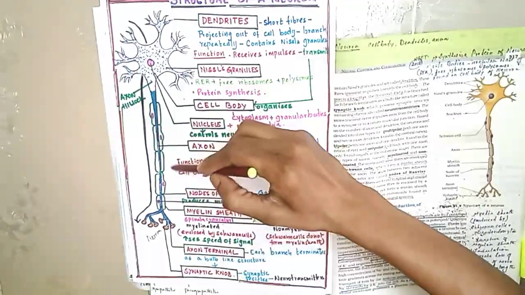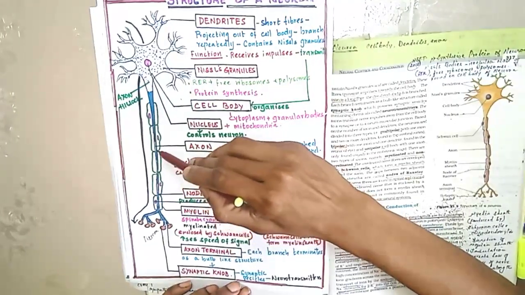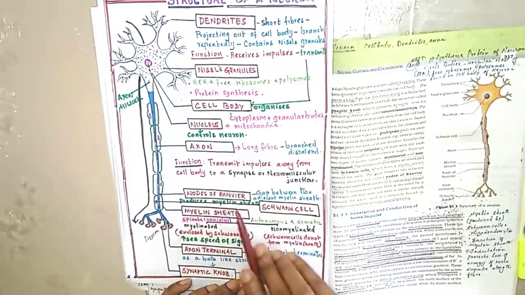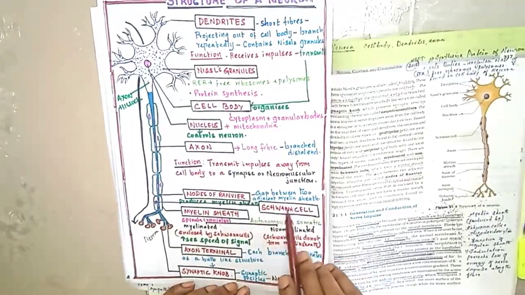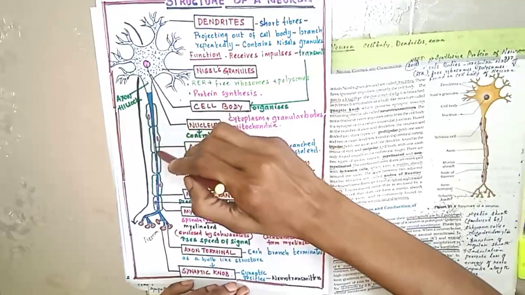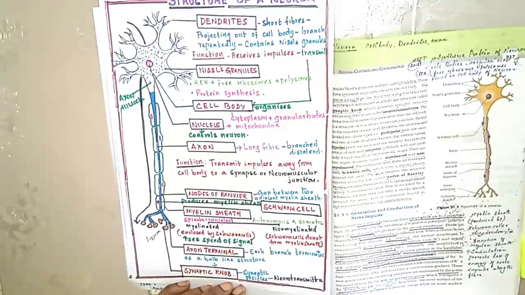In the gap between two sheaths, can you see a dip between the bulged portions? This gap is called the nodes of Ranvier. The gap between two adjacent myelin sheaths is called the nodes of Ranvier. The signal will jump between the gaps and pass very quickly in the case of myelinated nerve fibers.